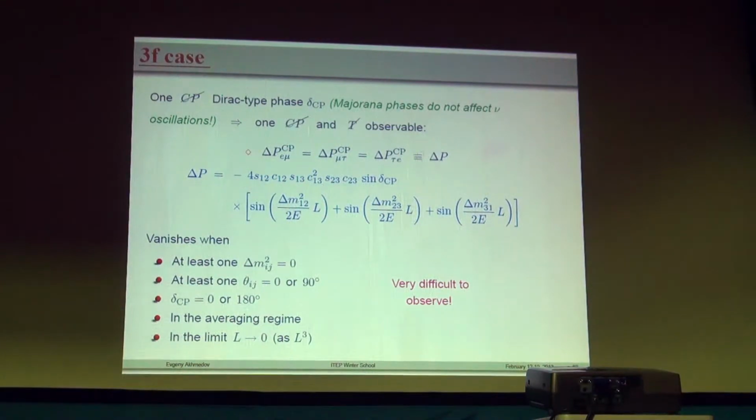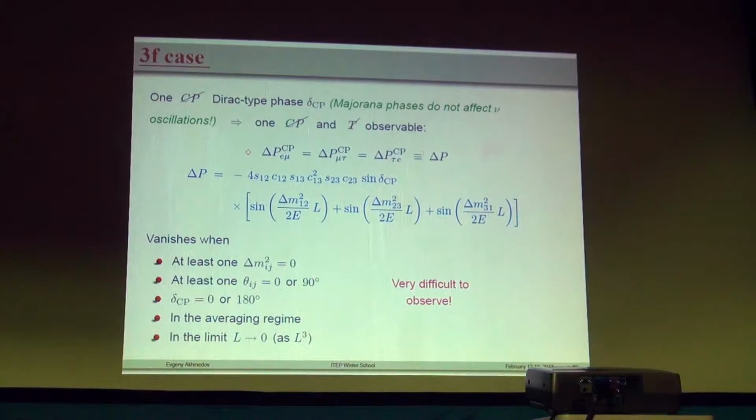And it's not difficult to calculate this asymmetry from the standard formula, which I already discussed many times. And here's the result. Delta CP e mu is equal to delta CP mu tau equal to delta CP tau e, and I denote this by delta P. And similarly, instead of CP, I can put the superscript T, as I already discussed. And the expression for this CP and T violating probability difference is given by this formula.